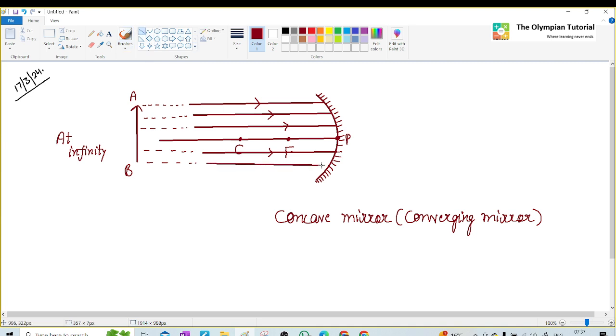Students, in the chapter of light, diagrams play a very important role. So the diagram should be very neat and clean. Another thing is that if we are showing rays of light, they should be with a proper arrow, because rays have direction, and all are going towards the focus.